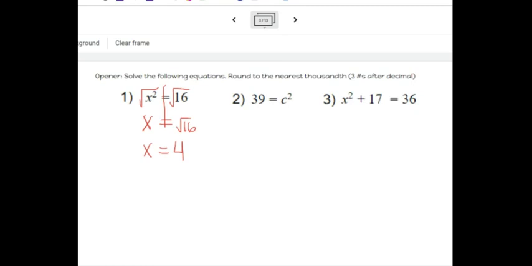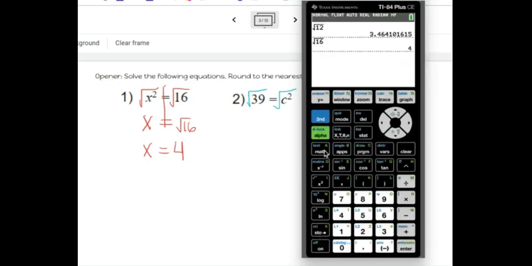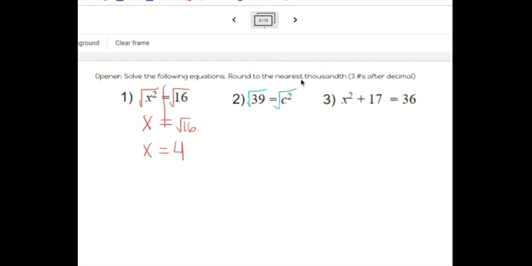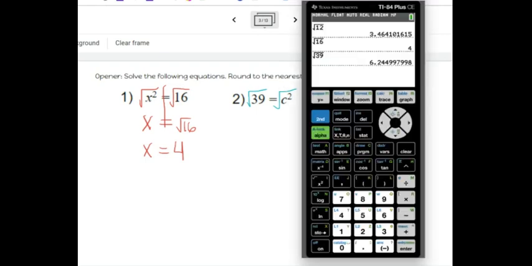Try number 2 on your own, and then pause the video, unpause it when you're ready to go over. Number 2, you were solving for the letter C, and to get it by itself, you had to take the square root. So in my calculator, I'm going to take the square root of 39, 6.2449, and the directions stated to round to the nearest thousandth, which is 3 decimal places.